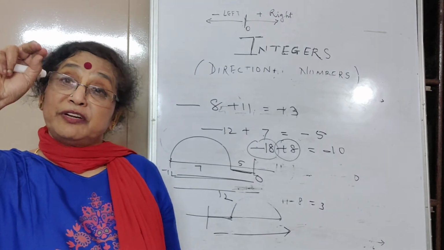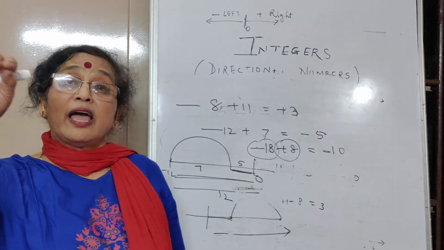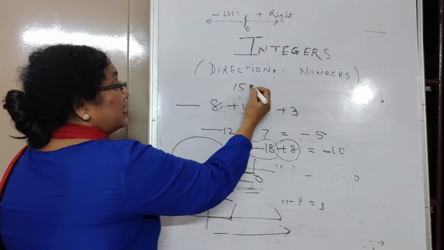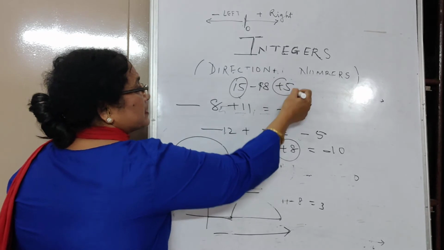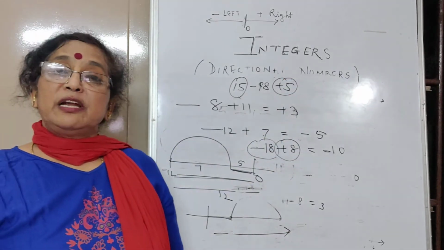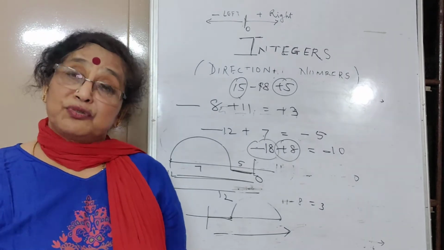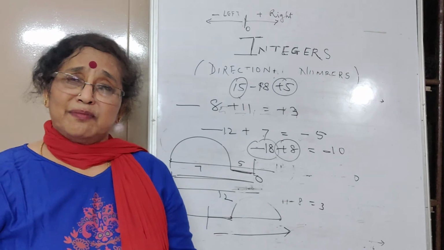And Papa gives me 15 rupees. So 15 minus 18. And mommy gave me 5. So 15, minus 18, plus 5. You add the positive signs. Plus 15 plus 5 is plus 20, and minus 18. So that is 2. That is a combination of plus and minus.